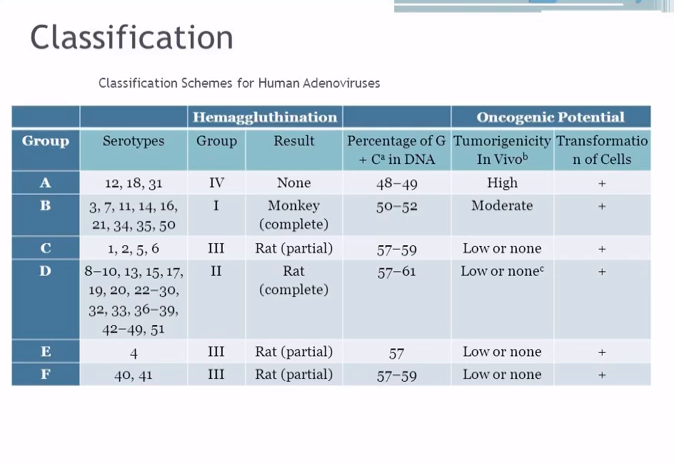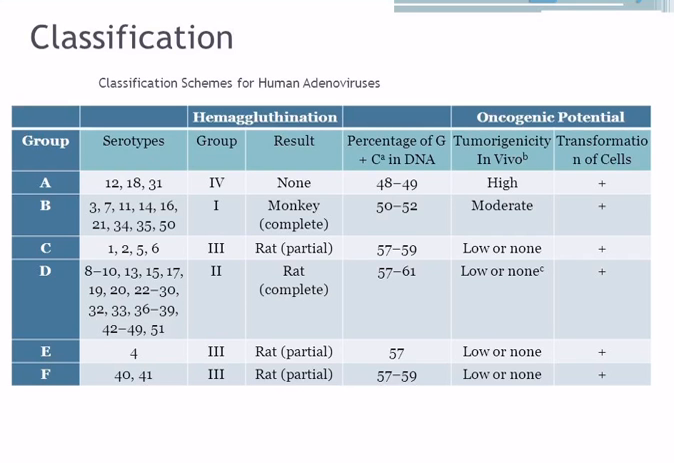Hemagglutination. Oncogenic potential. Group. Serotypes. Result. Percentage of G plus C in DNA. Tumorigenicity in vivo. Transformation of cells. A: 12, 18, 31. 4. None. 48 to 49. High. Plus. B: 3, 7, 11, 14, 16, 21, 34, 35, 50. Monkey, complete. 50 to 52.